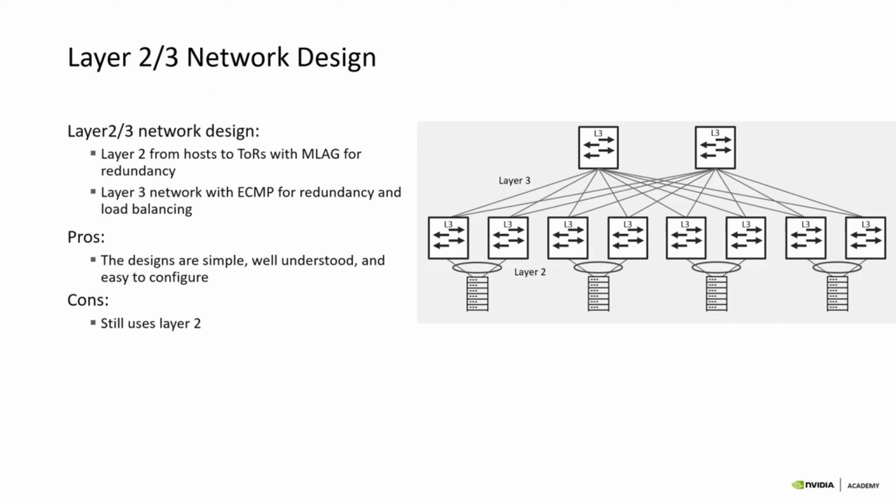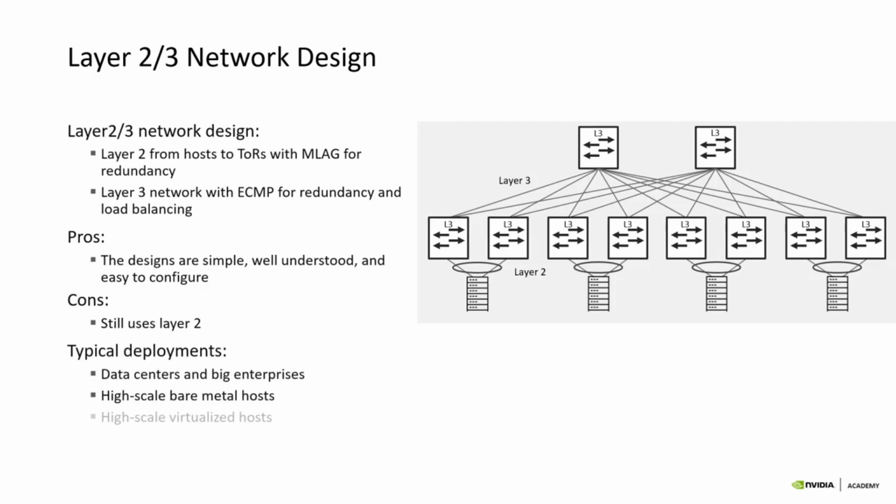Now that we're convinced that a Layer 3 network design is more suitable for our high-demanding scaled-up modern data center, let's see two design options. The first one would be a combined Layer 2, Layer 3 design. Here, the leaf, ToR switches, operate at Layer 2 towards the nodes with MLAG for redundancy. The uplinks from leaf towards the spine switches operate at Layer 3 with ECMP to provide scalability, redundancy, and load balancing. These designs are simple, well understood, and easy to configure, but still use Layer 2. Typical deployments would be data centers and big enterprises, high-scale bare metal hosts, high-scale virtualized hosts.